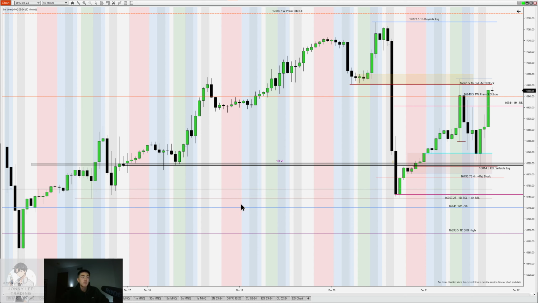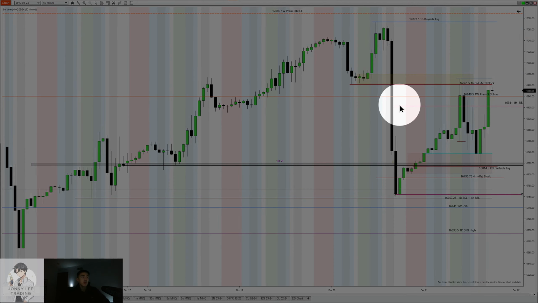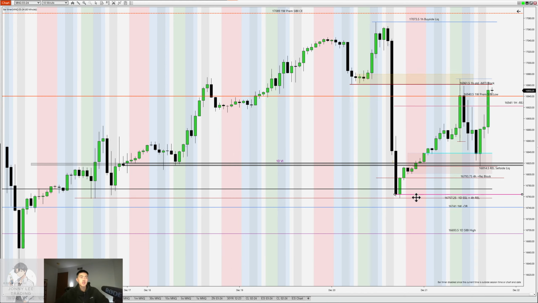We can see how this mitigation block is really powerful there. We traded back up to it and have rejected from it twice now. So let's head down to a 1-minute chart so we can see a little bit closer. Another thing to keep in mind here is these two pink lines. This pink line was the low at 4 p.m. on the prior day.